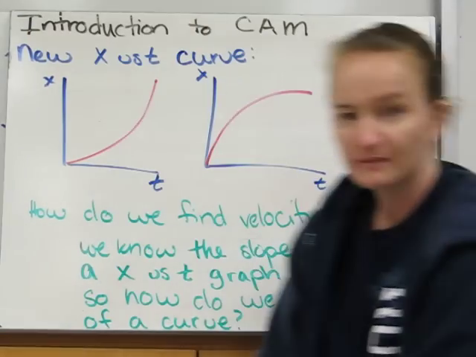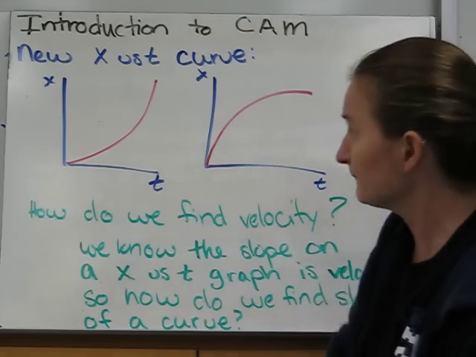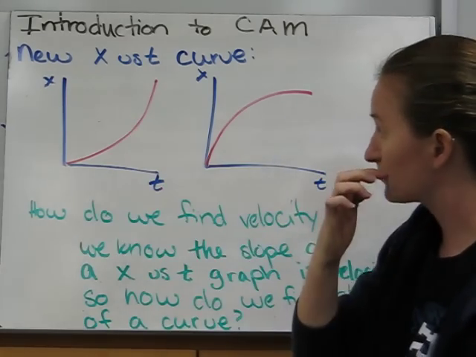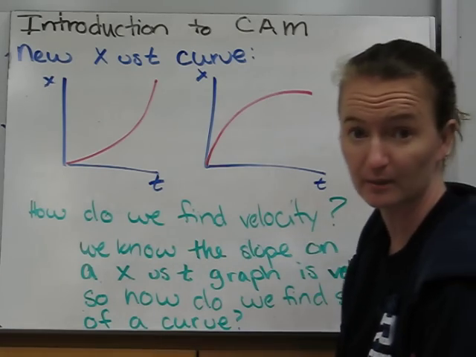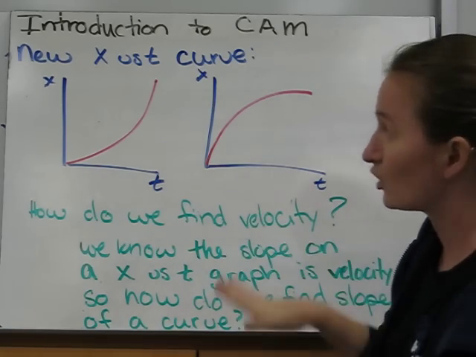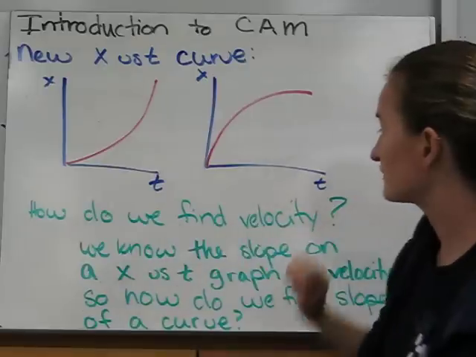So in this new unit that we've just explored, we now have a new type of graph. On our position versus time graph, we now have a curve, either a top opening or even a side opening parabola. Basically, they're all curves now in this unit, in this model. So the question is, how do we find the velocity?